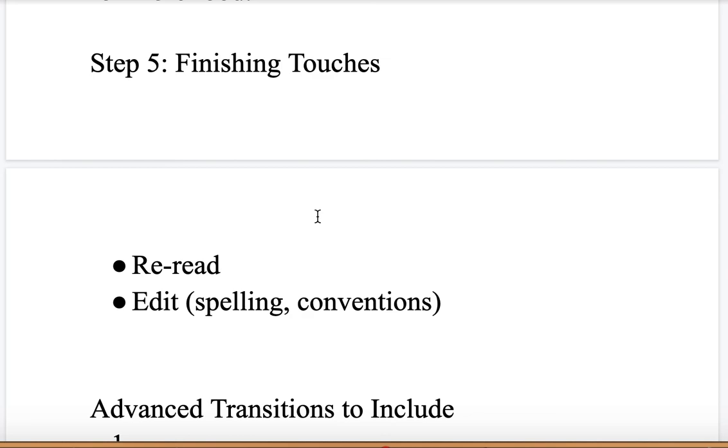Reread it. Never give anyone your paper without reading over it. Edit for spelling and conventions. And ladies and gentlemen, that's success. That's a top paper all the way through a PhD. It will get you a successful grade every time.